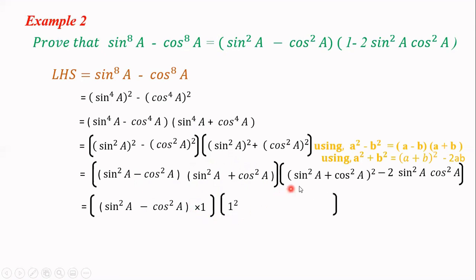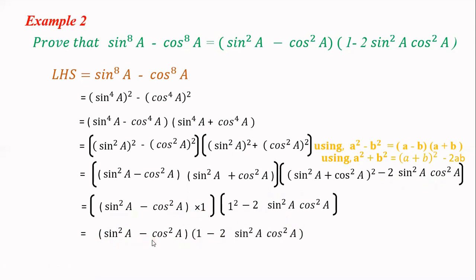In the second bracket also, this portion sine square a plus cos square a has the value 1. The formula of sine square a plus cos square a is 1, and its square is here, and the remaining part of this bracket is minus 2 sine square a cos square a. On simplifying, we have sine square a minus cos square a multiplied by 1 is sine square a minus cos square a, and the second bracket has 1 minus 2 sine square a cos square a, which is equal to the right hand side. Hence, this identity is also proved.